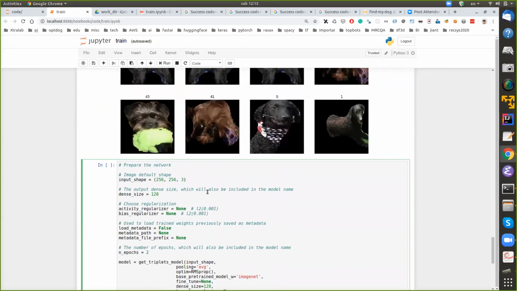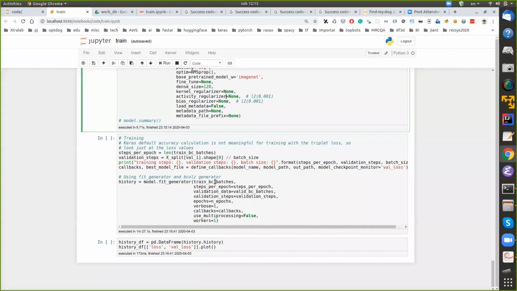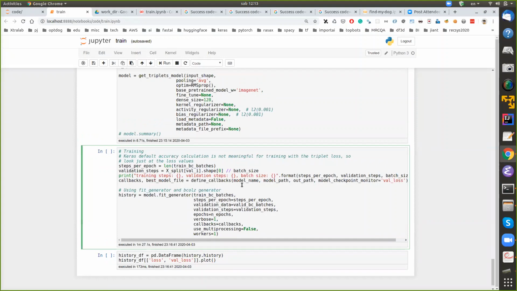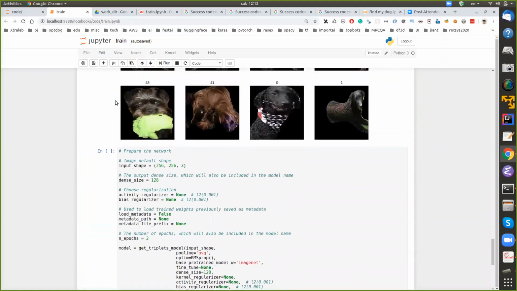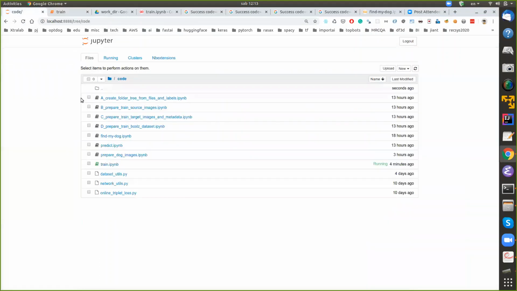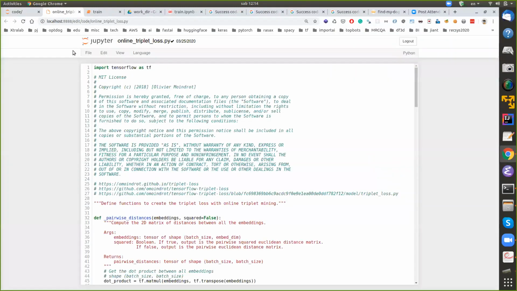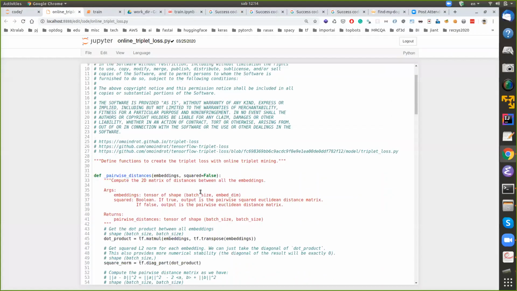Here I instantiate the network model. This is the train batches that the network uses for training. So this was an important part that I wanted to show you. And the last one is a piece of code. So hold yourself. It's a TensorFlow code and is basically in the online triplet loss.py file.